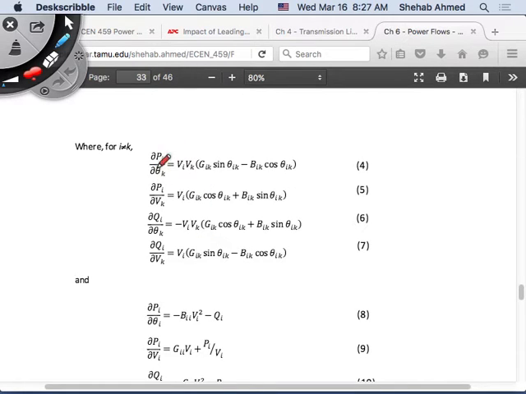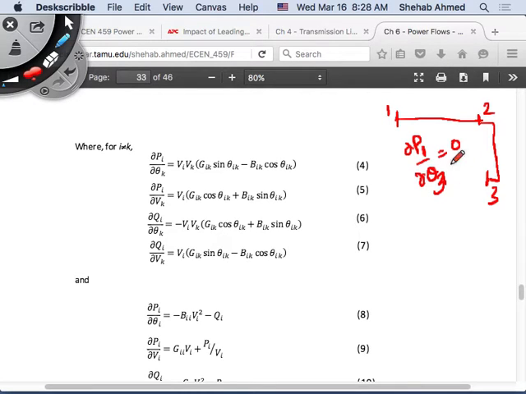So what this tells us, and remember when we saw that two buses are not connected, we put a zero in the Jacobian matrix, right? If bus 1 is here, bus 2 is here, and bus 3 is here, and bus 1 and bus 3 are not connected, then dP1 by d theta 3 was equal to 0. What does this mean?